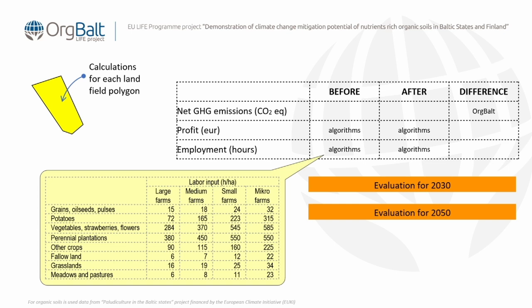As an example, if we look at employment creation before, and for agricultural land, we have a specific number of hours needed for different agricultural activities. For instance, for potatoes and for a medium-sized farm, it is 165 hours per hectare. If it is a small farm for grain production, it is typically 24 hours per hectare, and so on. So we pre-calculated some specific indicators. It's a little bit more complicated for profitability, but that's the kind of information we had for calculations.